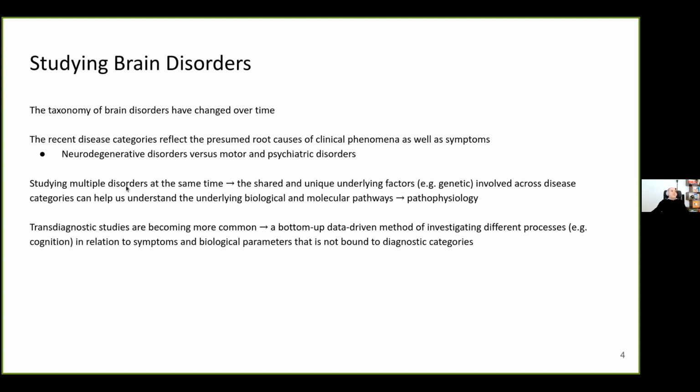Looking at brain disorders as a spectrum and across different diseases will help us look at the shared, the unique, and anything in between, the mechanisms that are involved in diseases. For example, the genetic overlap between different disorders can help us understand the molecular and biological pathways involved and how they can cause the pathophysiology of the disease. These transdiagnostic studies are becoming more common because we now have more data, and a bottom-up, data-driven approach is now possible.